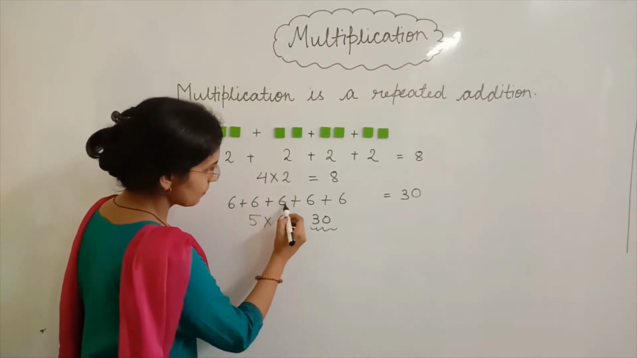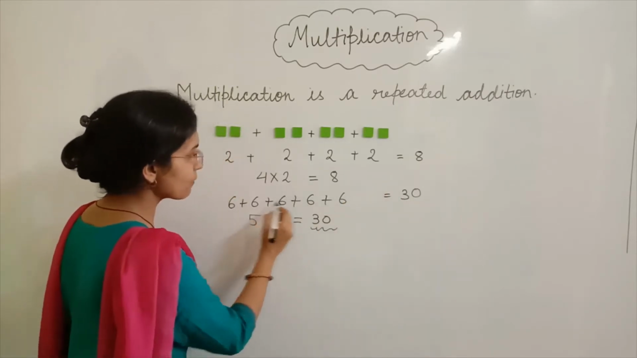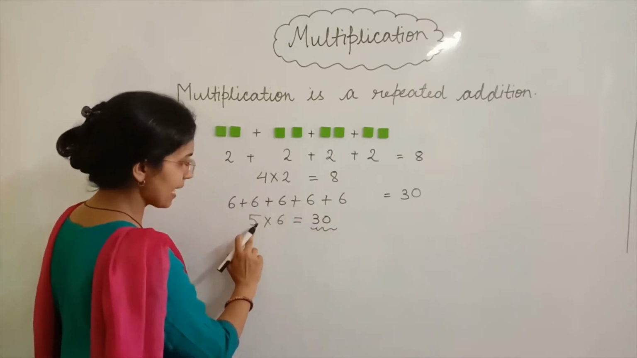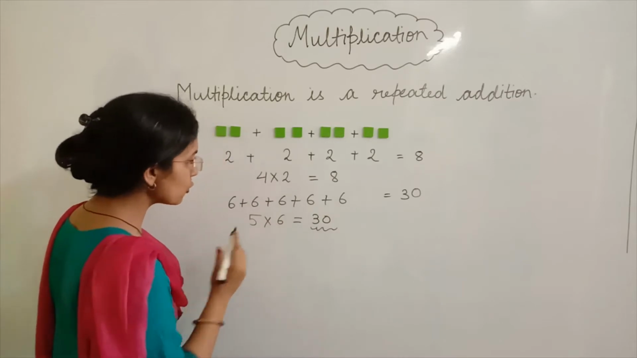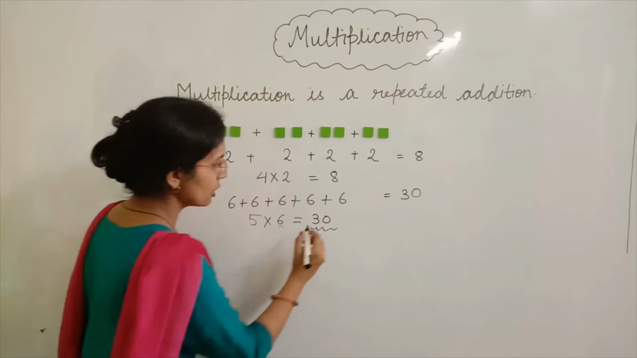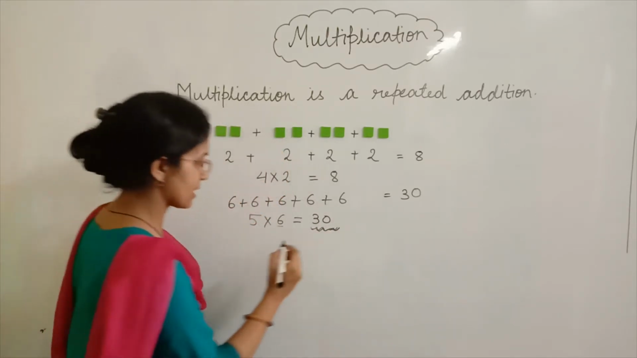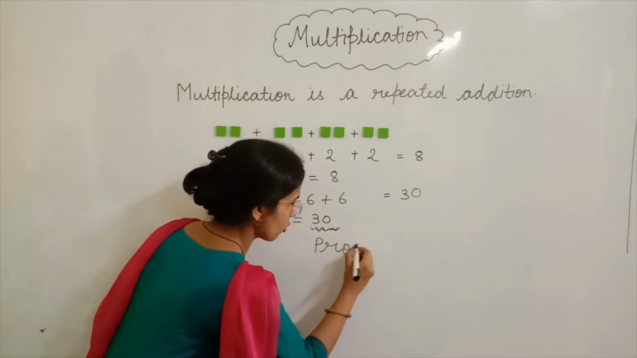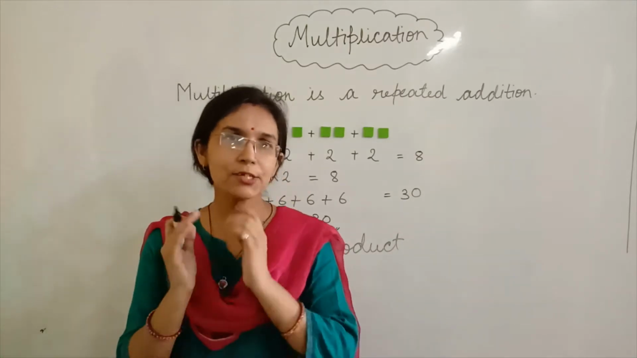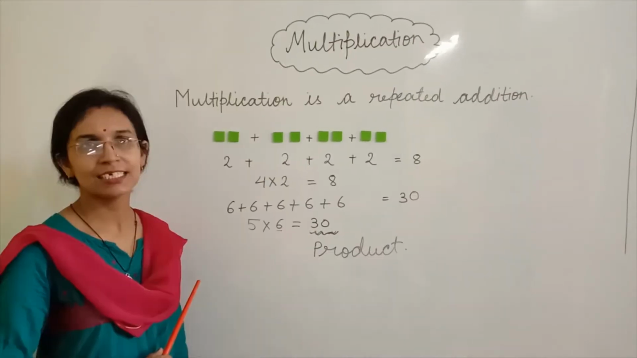6 plus 6 plus 6 plus 6 plus 6 is equal to 30. How many groups are there? There are 5 groups. Just see. 1, 2, 3, 4, 5. That I have written. And what is the number in each group? That is 6. So 5 multiplied by 6 is equal to 30. When we get the result, children, that is called product. This part is called product. Means when we multiply two numbers, the answer which we get is called product.